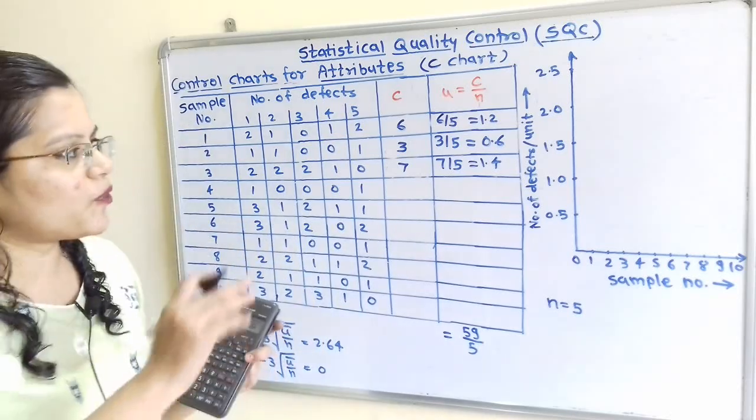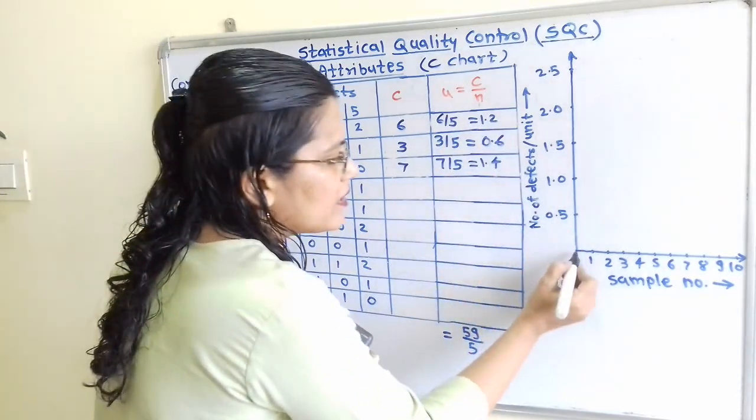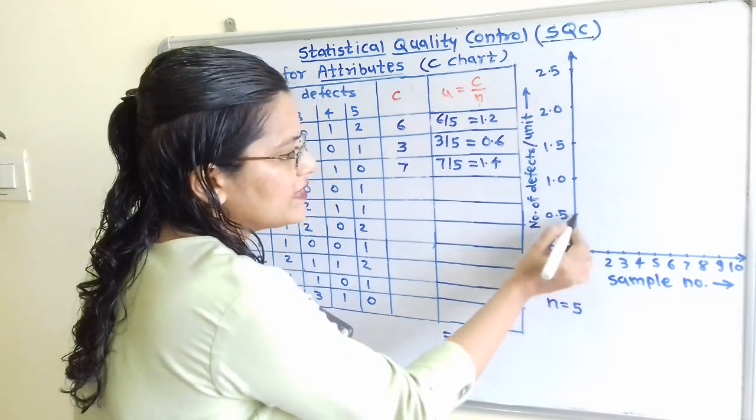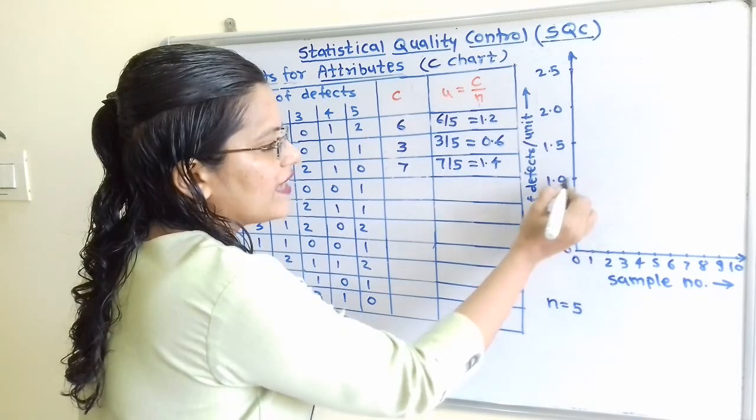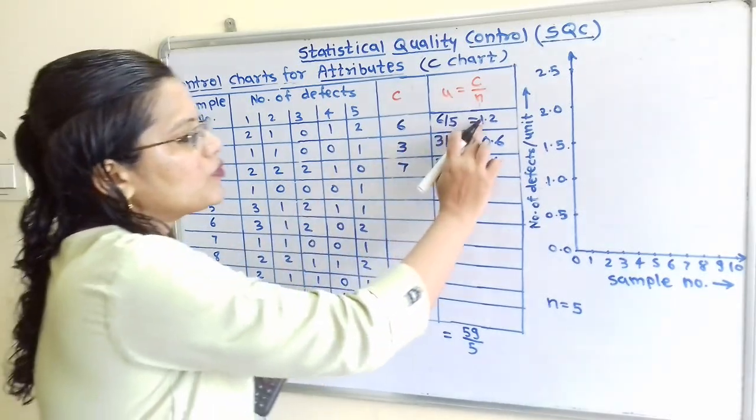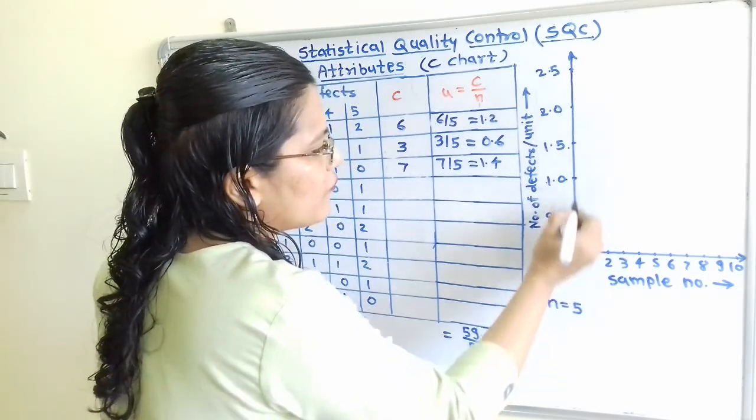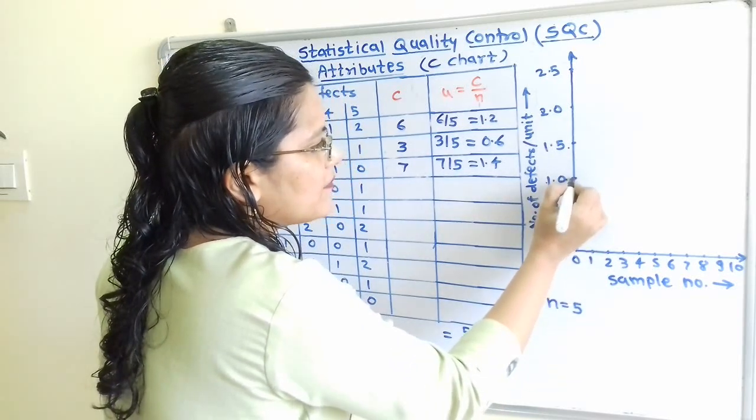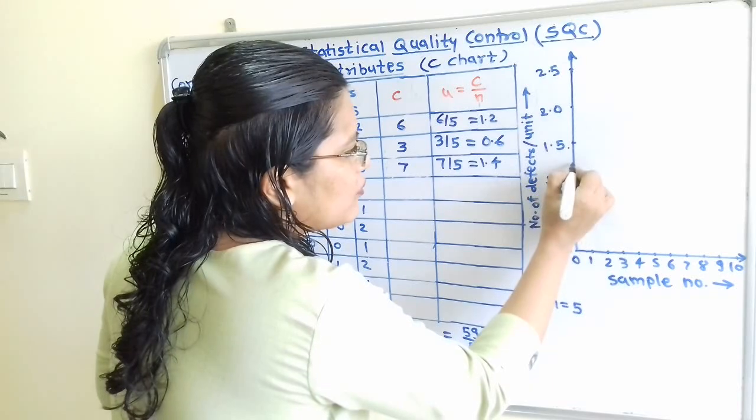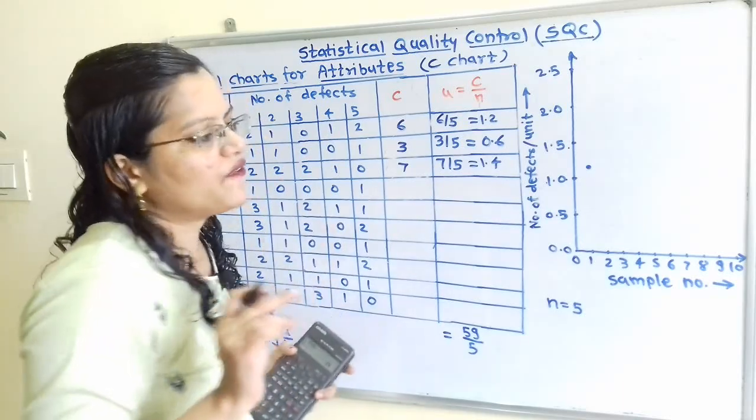So how to plot these points? For sample number 1, U is 1.2. So here on the vertical line, we will plot from 0.0, then after 5 cm 0.5, then after 5 cm 1, then 1.5, 2 and 2.5. Now how to plot the 1.2? Here is the value of 1, and in between 1 and 1.5 there is a 5 cm distance. So after that 2 cm, approximately, this is the point 1.2. So this first point is plotted.